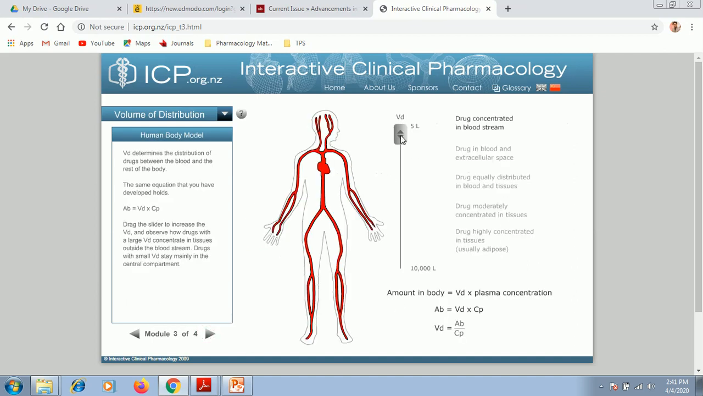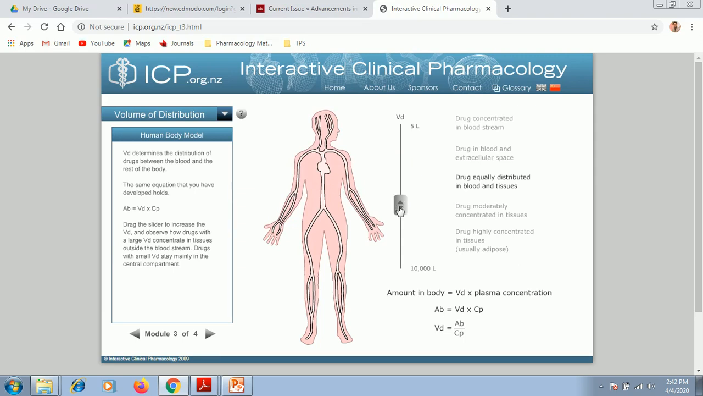Here you can see again a more beautiful description. This is the plasma, running in the vein. The blood plasma is running in vessels, so the drug is concentrated in the bloodstream. These are the patterns of distribution. Then you can see the coloration, and the drug in blood and extracellular fluid. VD is changing. The drug is equally distributed in blood and tissue.